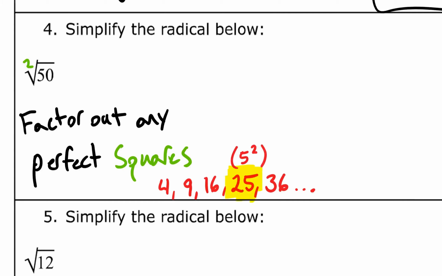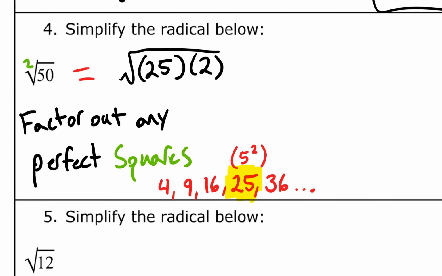Okay, so we're going to use this in our problem. This is equal to the square root of, and I'm just going to factor out what 50 actually is, 25 times 2. And the reason we used a perfect square is because there's another property that we can use here. It's the fact that whenever I have two things being multiplied underneath a radical, I can actually split the radical up into two different radicals being multiplied. So this equals the square root of 25 times the square root of 2.